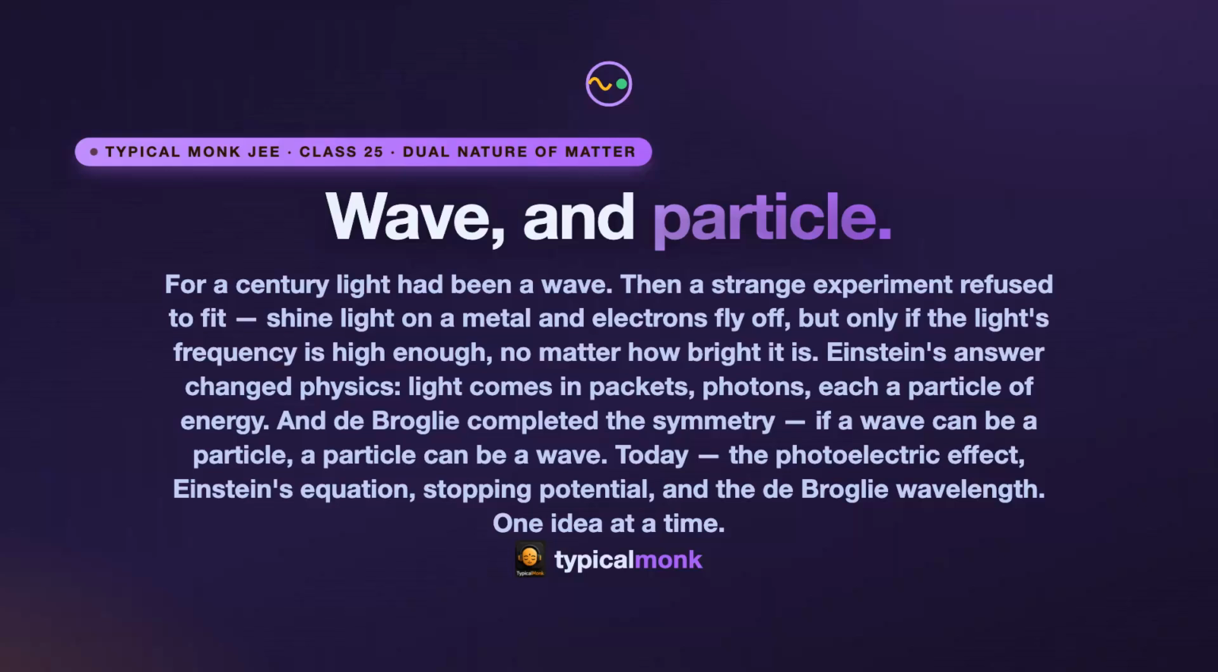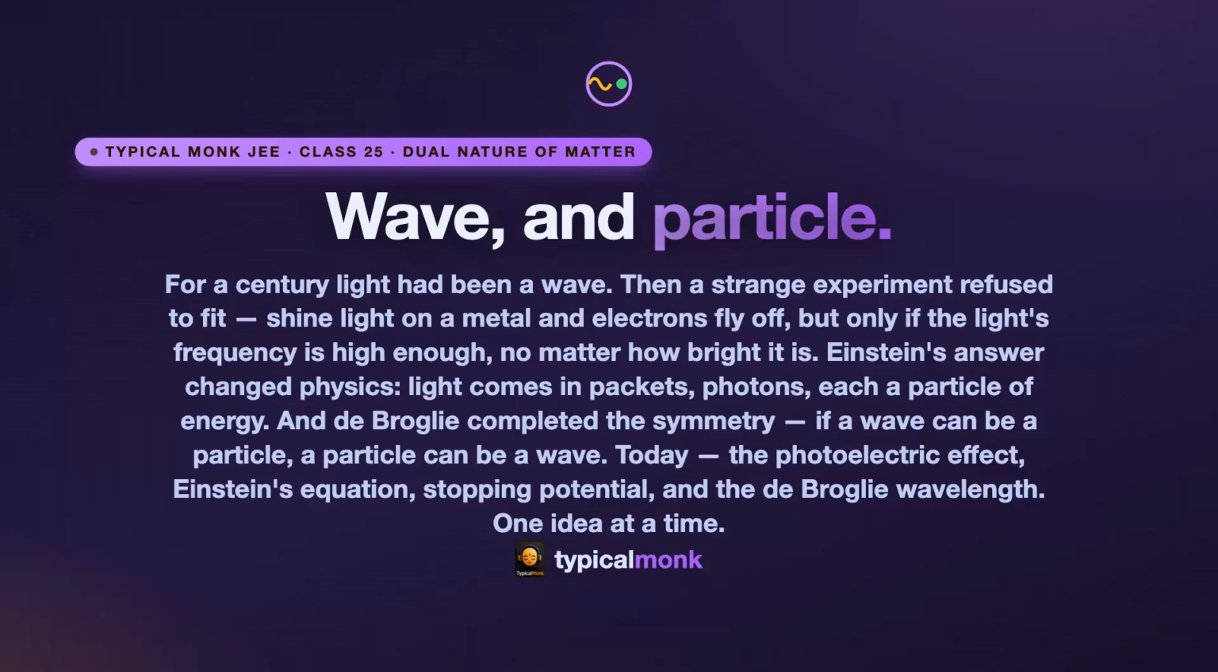For a century, light had been a wave. Then a strange experiment refused to fit: shine light on a metal and electrons fly off, but only if the light's frequency is high enough, no matter how bright it is. Einstein's answer changed physics. Light comes in packets, photons, each a particle of energy.